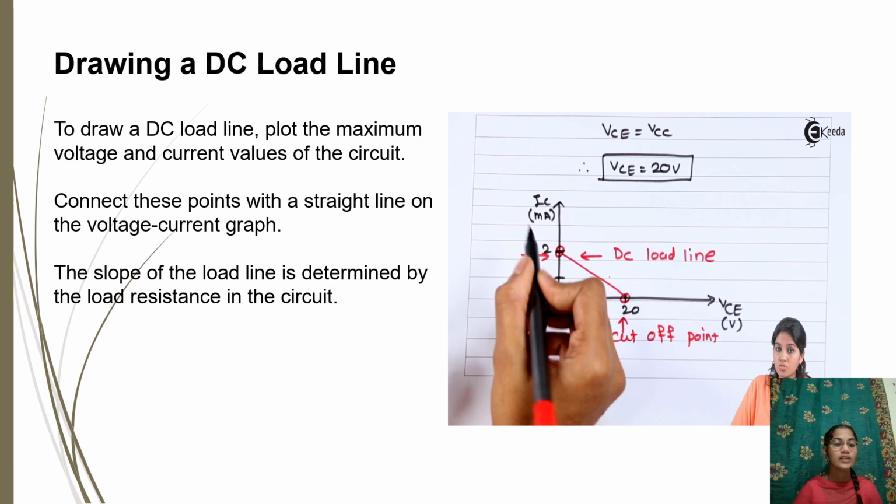Drawing a DC load line. To draw a DC load line, plot the maximum voltage and current values of the circuit. Connect these points with a straight line on the voltage graph. The slope of the load line is determined by the load resistance in the circuit.